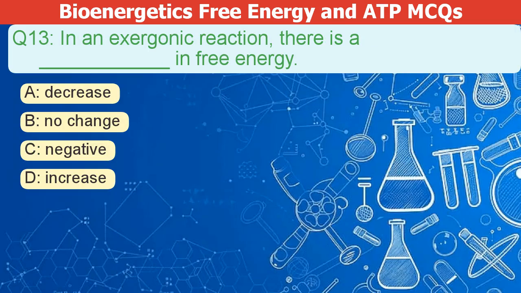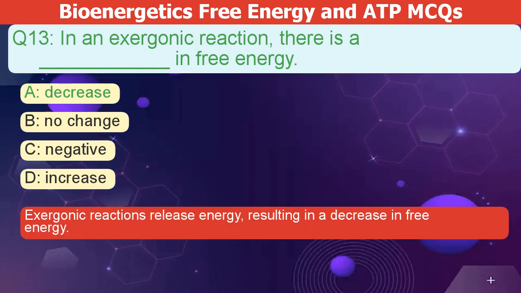In an exergonic reaction, there is a change in free energy. A. Decrease. B. No change. C. Negative. D. Increase. The correct answer is A. Exergonic reactions release energy, resulting in a decrease in free energy.